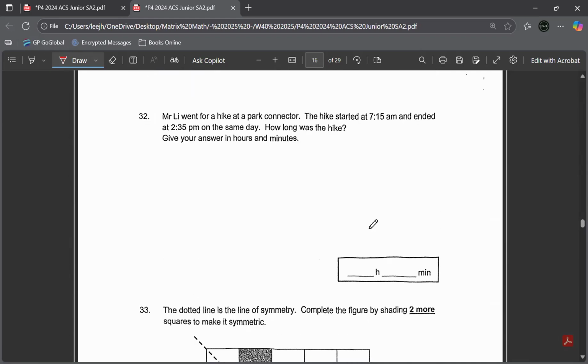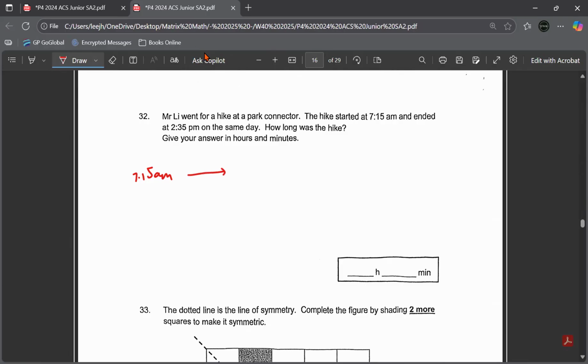Okay, question 32. Mr. Lee went for a hike at a park connector. The hike started at 7:15 a.m., ended at 2:35 p.m. on the same day. How long was the hike? So I have to calculate the time, from 7:15 a.m. all the way to 2:35. I always go according to the hour. I calculate to the nearest hour, then I calculate the minutes.